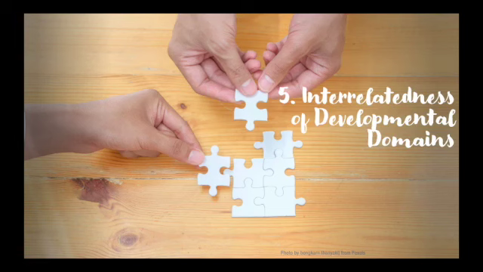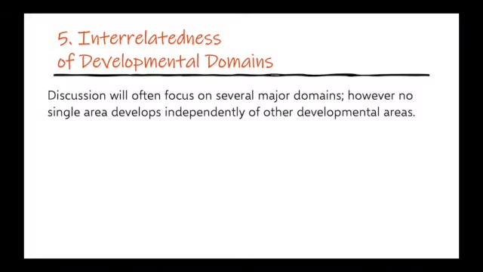The fifth principle that we'll look at is the idea of the interrelatedness of developmental domains. We break down development into the areas of development so that we can understand the sequence of language. We can understand the sequence of motor development and the sequences, norms, and milestones of all of these areas. An educator understands that no one developmental area evolves on its own.